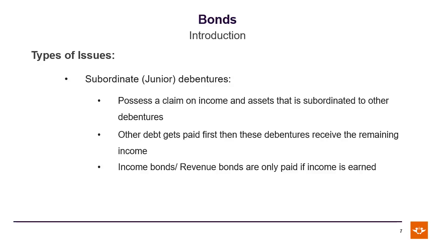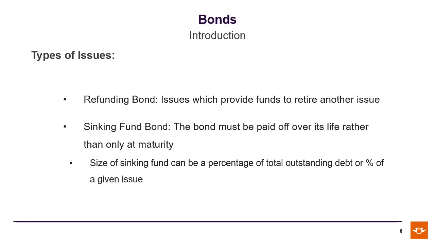Now, revenue bonds, these are bonds whose funds are used to fund specific projects. And if a minimum amount of revenue is not generated from that project, then the issuers can either delay or avoid making interest payments. Now, finally, we come to refunding bonds and sinking fund bonds.